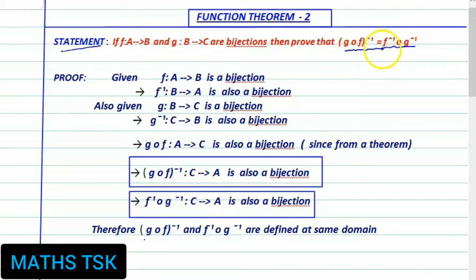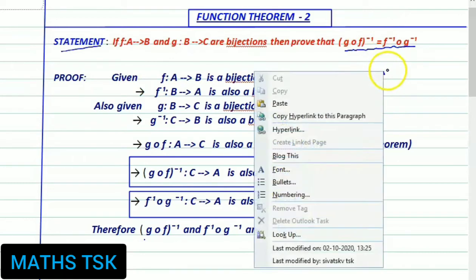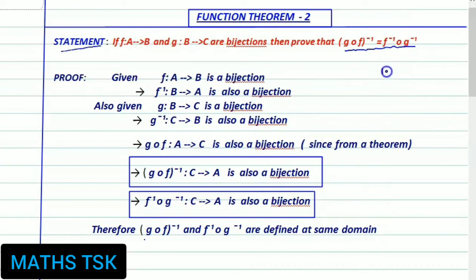When we say the two functions are equal, first one, they must be defined at the same domain. Second one, for some element in the domain, f of x is equal to g of x, then we say that f and g are equal. If you want to write f is equal to g, f and g must be defined at same domain, and for some x in the domain, f of x is equal to g of x. If it satisfies these two properties, axioms, rules, then only we say that those two functions are equal.